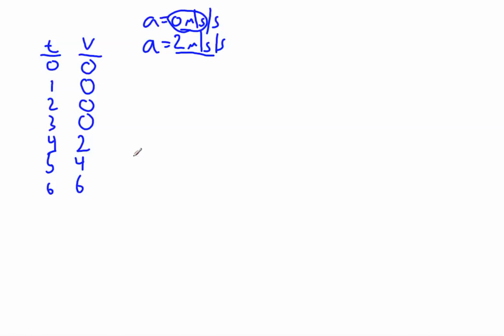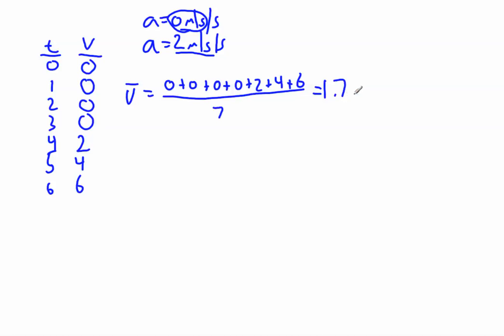Now, if we look at that particular situation, then in this case, if we look at these velocities, we end up with an average velocity of 0, plus 0, plus 0, plus 0, plus 2, plus 4, plus 6, and all over 7. And that's going to come up with an average velocity of 1.7-ish meters per second. So not at all the 3 meters per second that we found before.